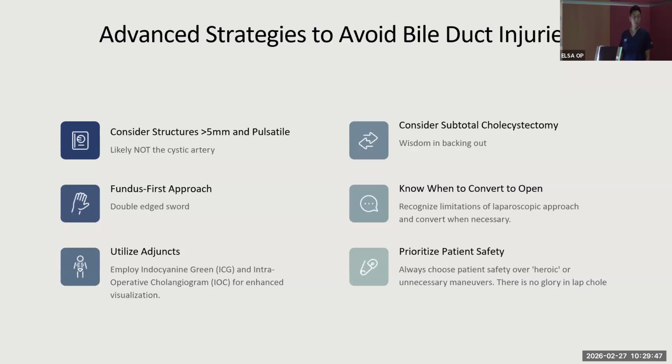So I would say that a subtotal in cases where you're unable to delineate the anatomy well is probably more helpful than converting to open. Converting to open is often for us to do a good repair if injury happens. And yeah, safety is the most important. Getting the patient home on time.